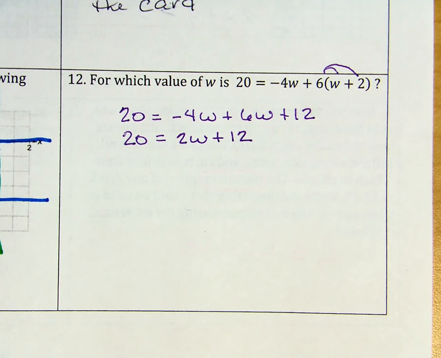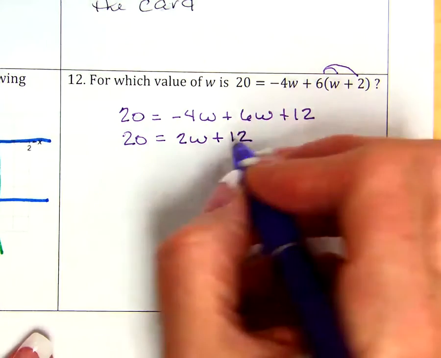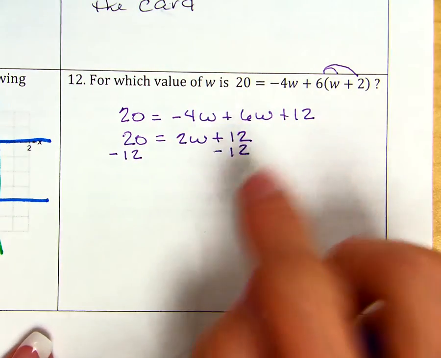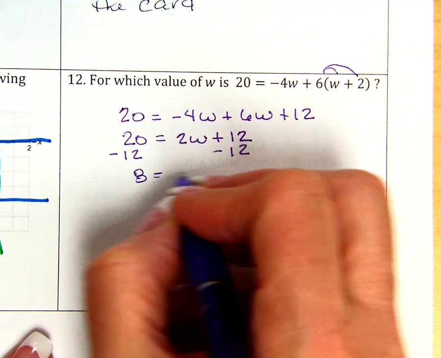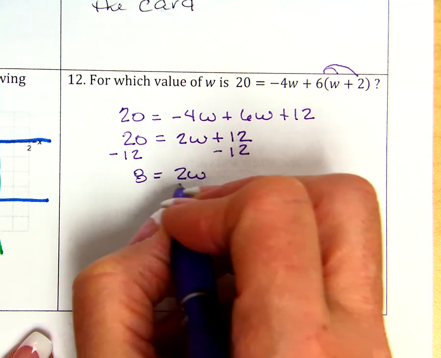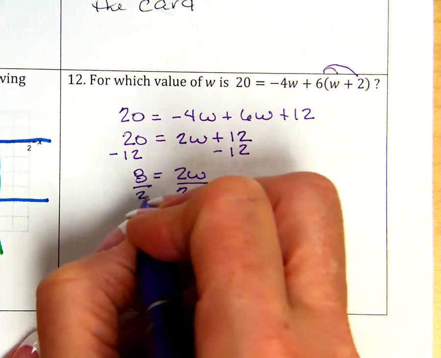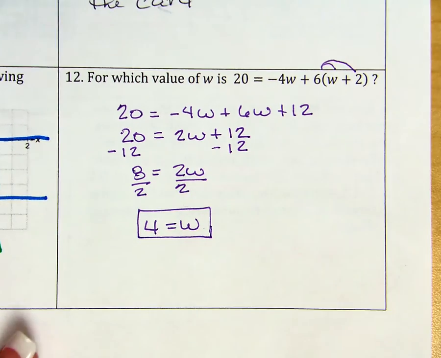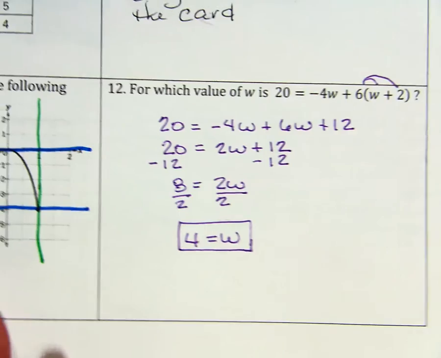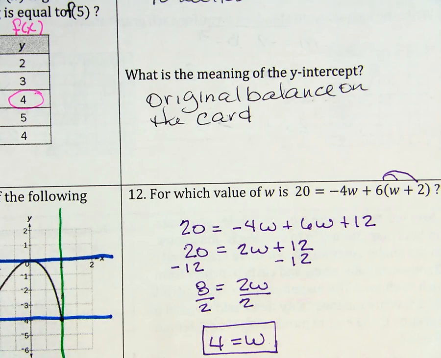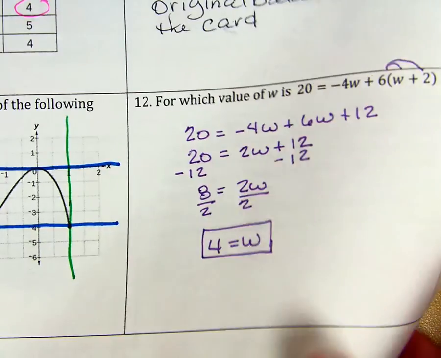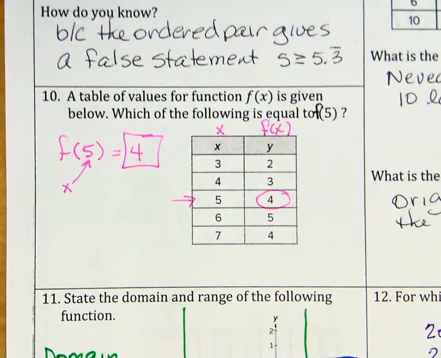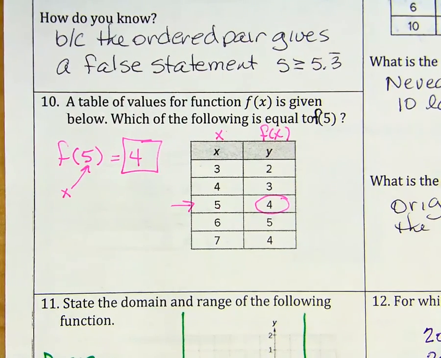Now that we have both sides simplified, we can go along with our solving process. We can subtract to get rid of this 12. And then finally divide by a 2. We get 4 equals w, or we could say w equals 4. So this is the final video for the review of your Unit 5 test.